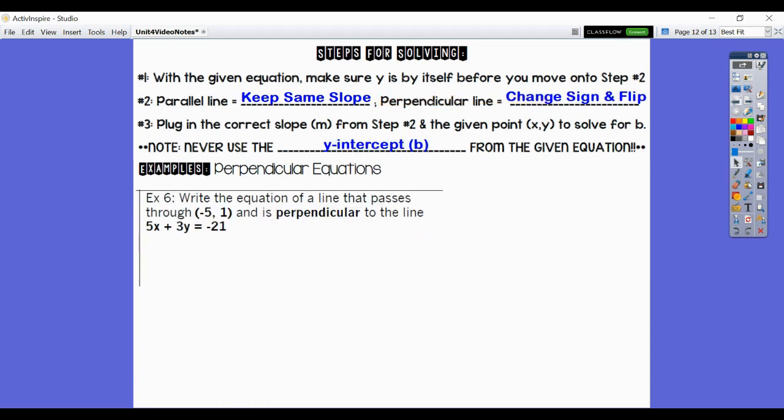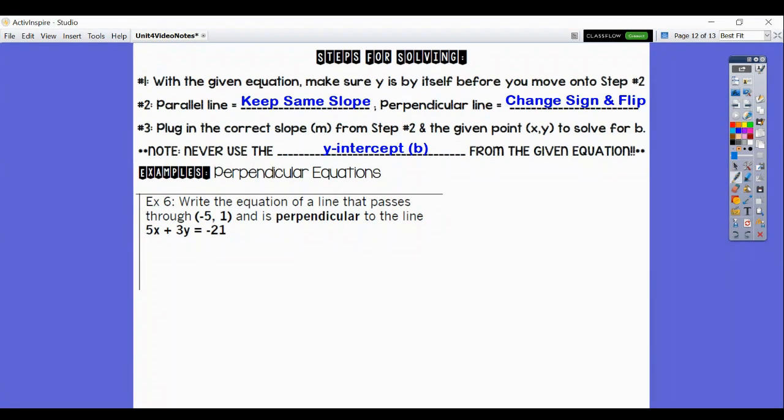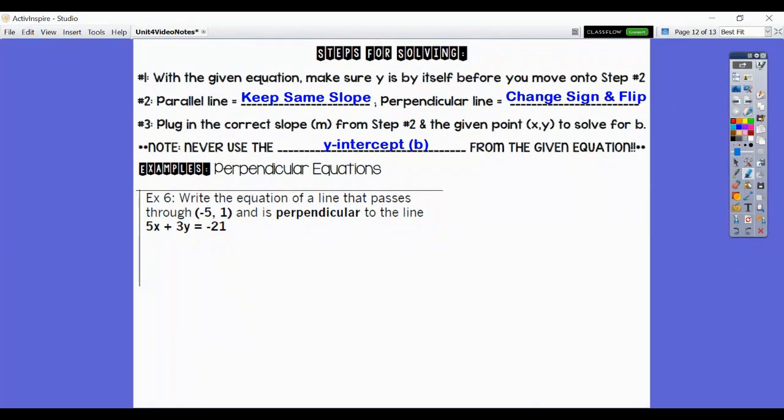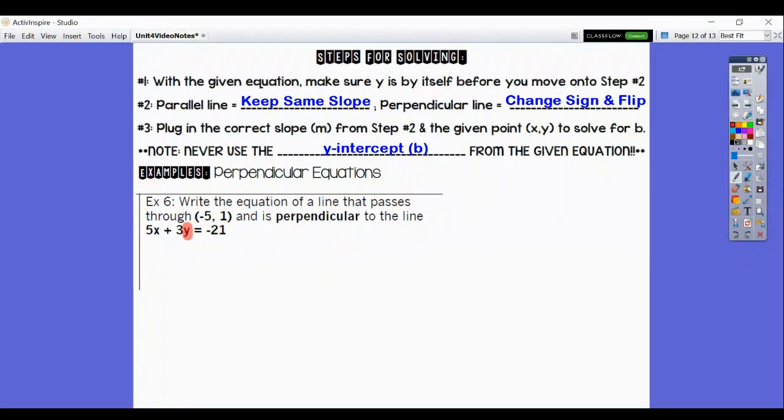For example 6, we want to write the equation of a line that passes through -5, comma 1 and is perpendicular to the line 5x plus 3y equals -21. Right away, let's start with step number 1 to make sure that y is by itself. For this equation, it is not, so we have to go ahead and get it by itself here.